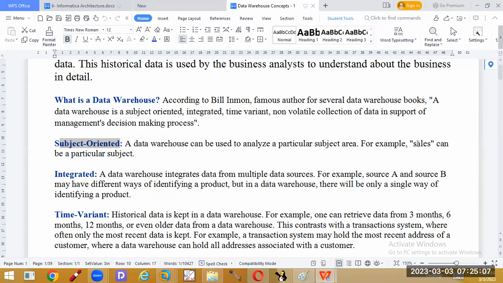For example, sales can be a particular subject. One may want sales to increase, another may want production to increase, from the perspective of production or the perspective of sales. Here we have given the example of sales, because you want to improve sales for a particular sale quantity, so that we can analyze that particular area and improve there.